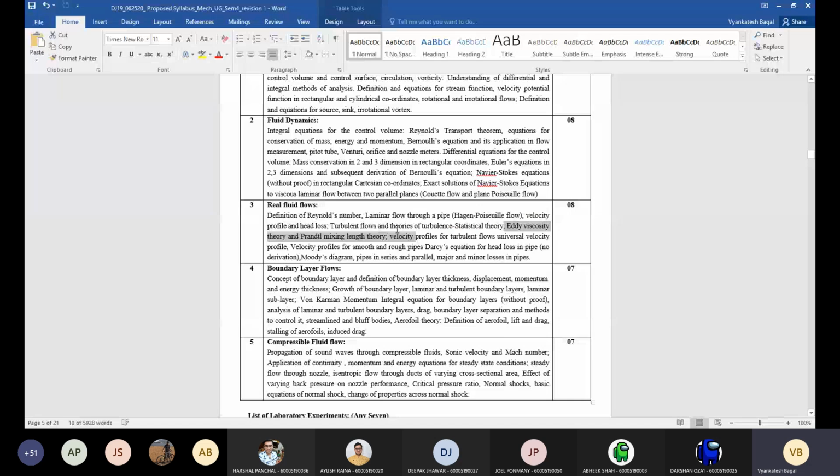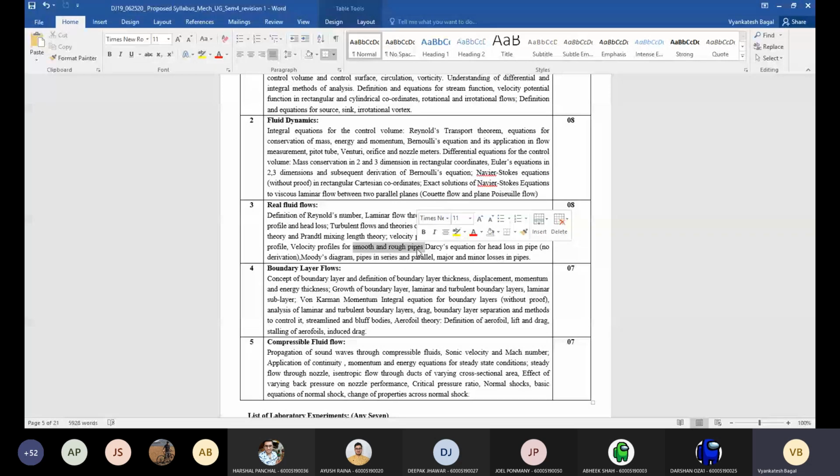Turbulence, for the time being just understand, is a highly haphazard three-dimensional flow whose nature is very difficult to predict. Then we'll also talk about how the velocity profiles are developed for turbulent flows. Then universal velocity profiles, then the velocity profiles for smooth pipes and rough pipes. These are two different ways in which you can model the inner surfaces of pipes.